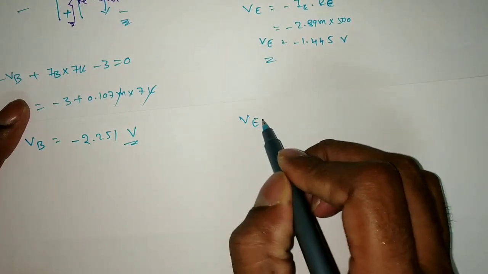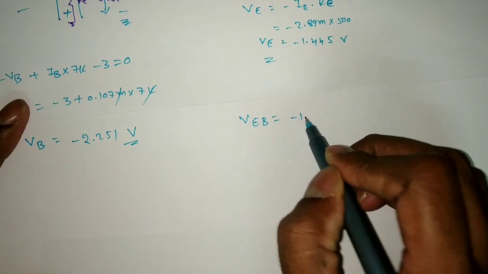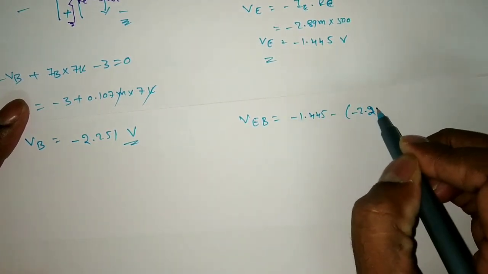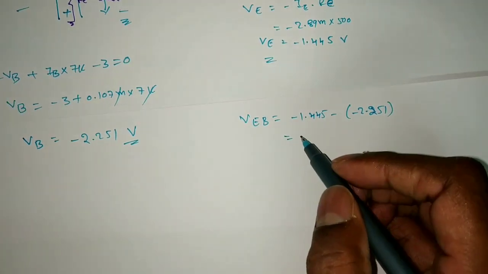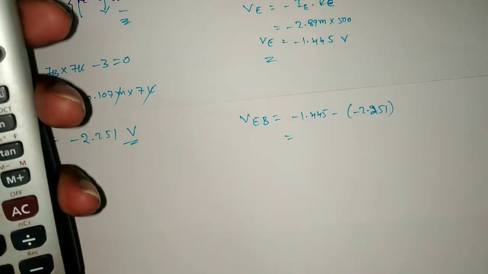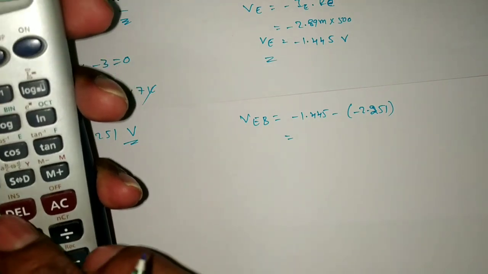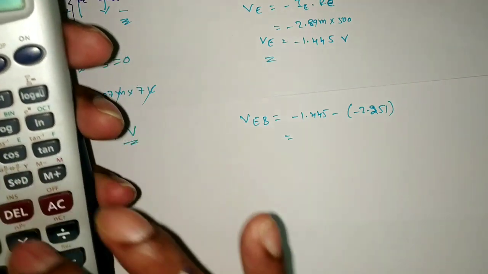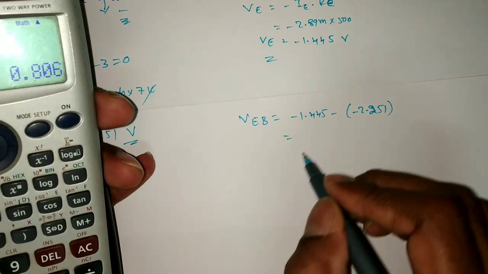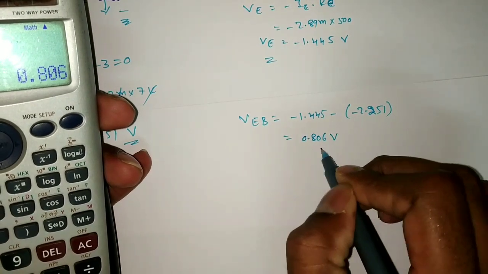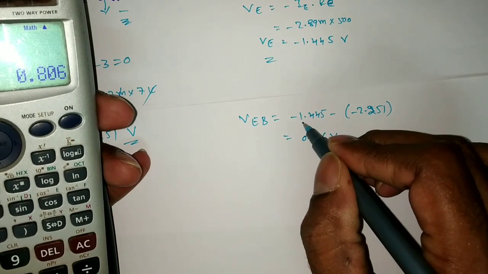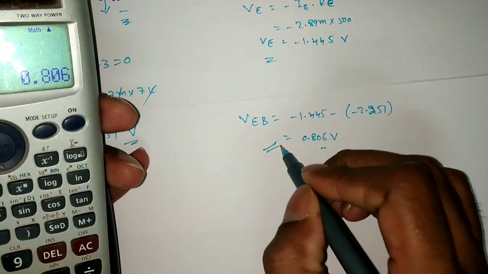So what is VEB now? VE minus VB, minus 1.445 minus of minus 2.251. So what is this VEB? Will we get 0.8 or not? We'll see. It is 0.806 volts, because minus of minus 2.2 is a large value. So 2.25 minus 1.445, so we got the correct value.